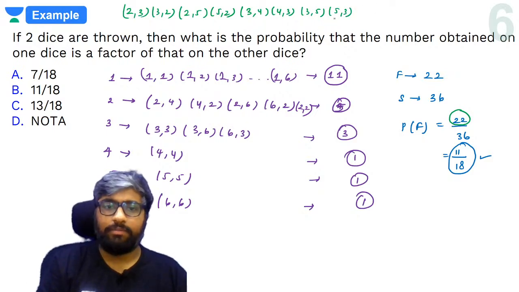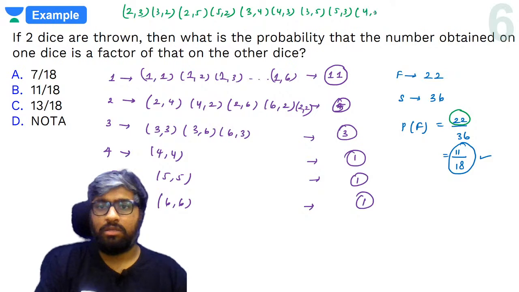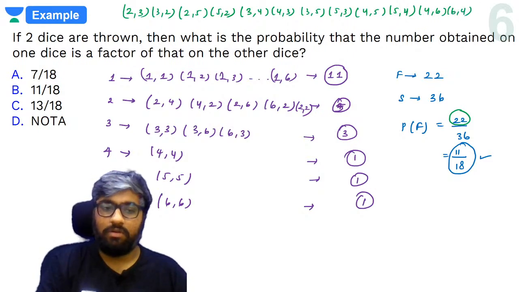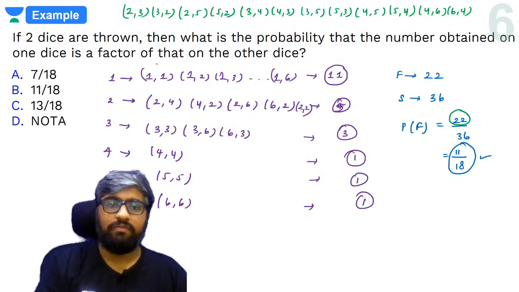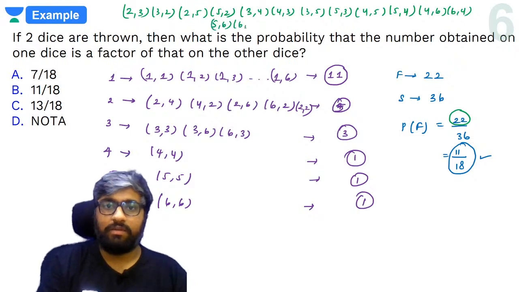Then 6 is done. Again with 4, I don't need 1, 2 or 3. So it will be 4, 5, 5, 4. And 4, 6, 6, 4 also, because they are not factors of each other. Got it? Then with 5, what will you be left with? I don't need 1, 2, 3, 4, or 5. So you will be left with 5, 6, 6, 5. And with 6 nothing will be left.